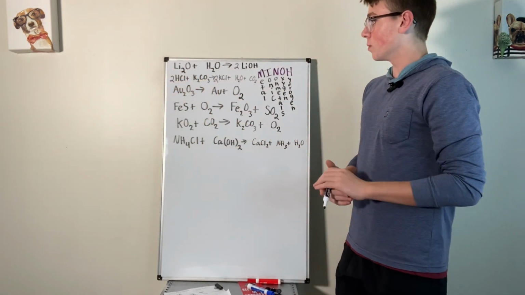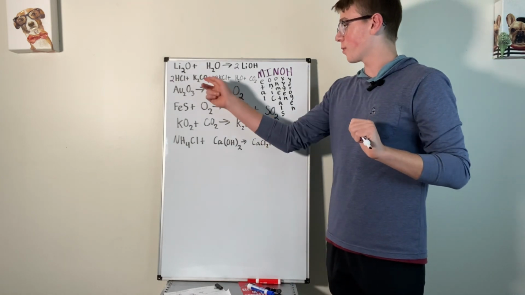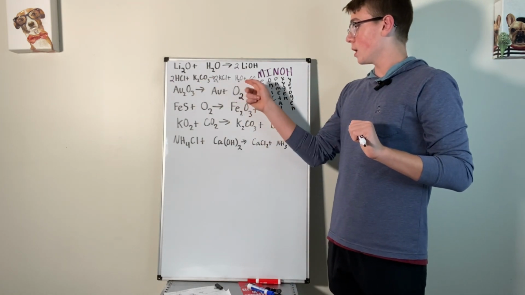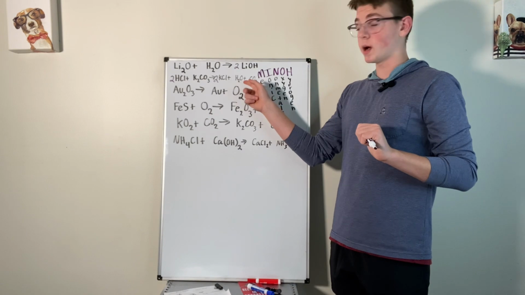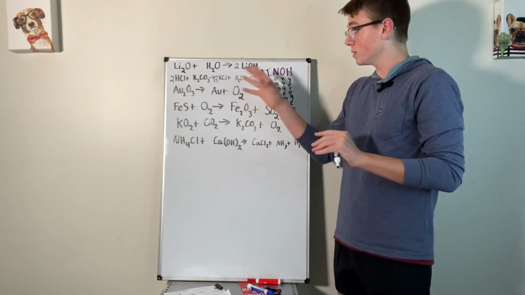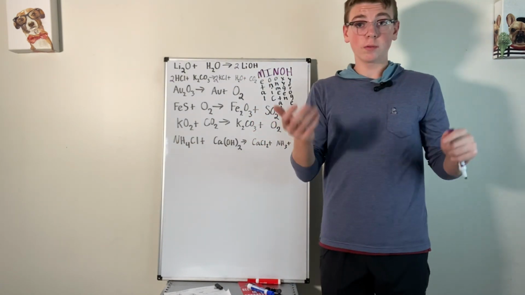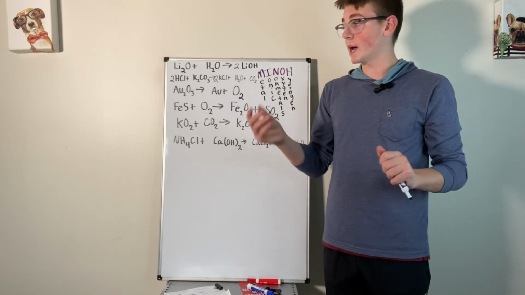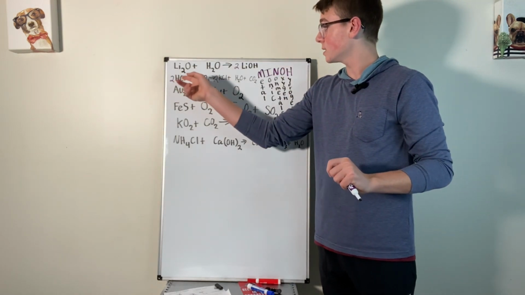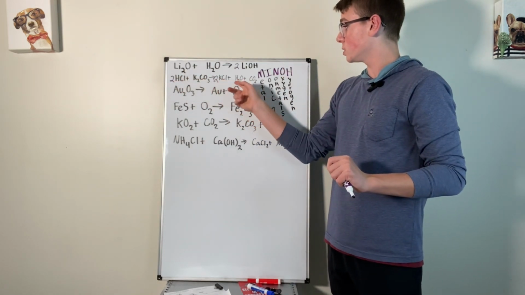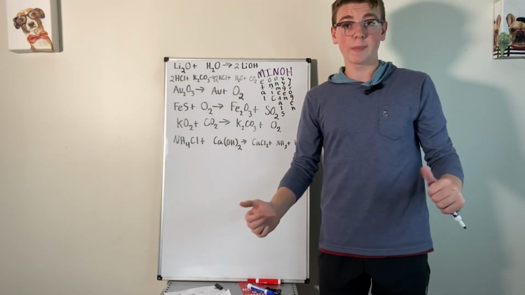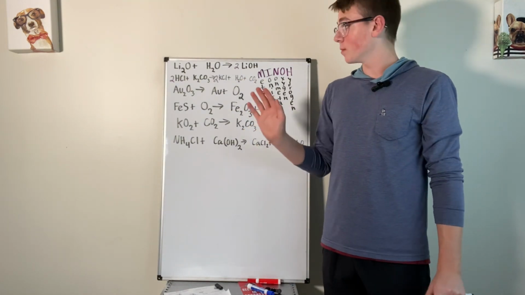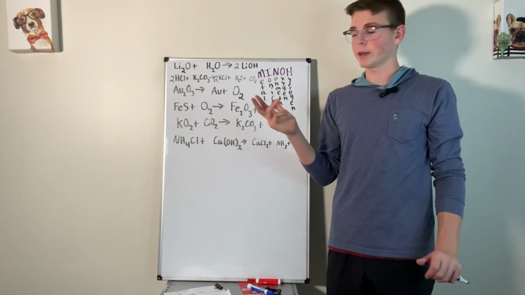Now, we can check our oxygens. We have 3 oxygens on this side, 2 oxygens here, and an oxygen here, meaning we have 3 on both sides. So we're good. Now, we move on to our final element, which is hydrogen. There are 2 hydrogens on this side, and then if we look over here, there's 2 hydrogens here. So we are good, we are balanced, same amount of atoms of each element on each side.